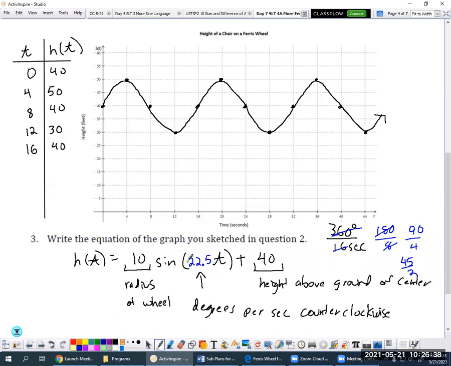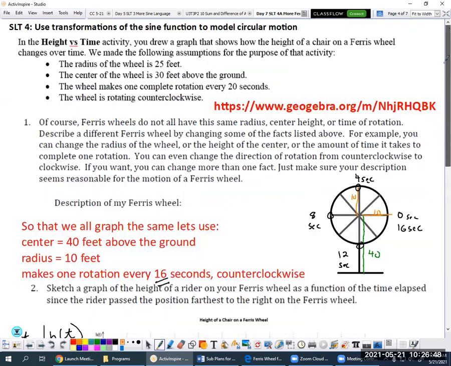So this Ferris wheel is moving at 22.5 degrees per second. So what I would like you to do, I'm going to go ahead and pause the video. There's a link at the top. If you would like to follow along with me, go ahead, write that link down and open it in a separate window.